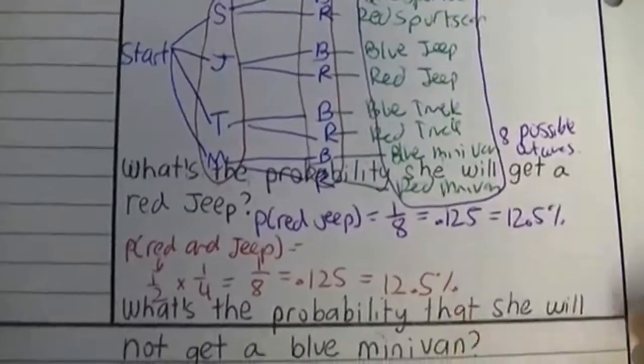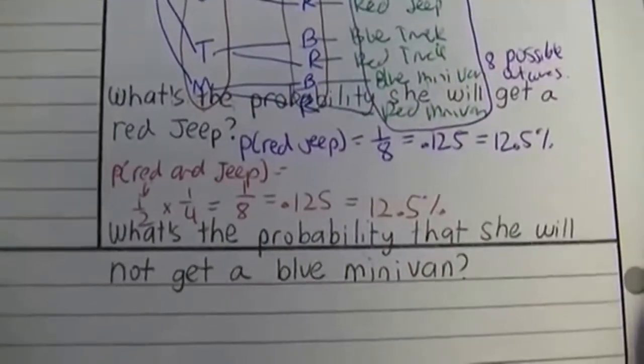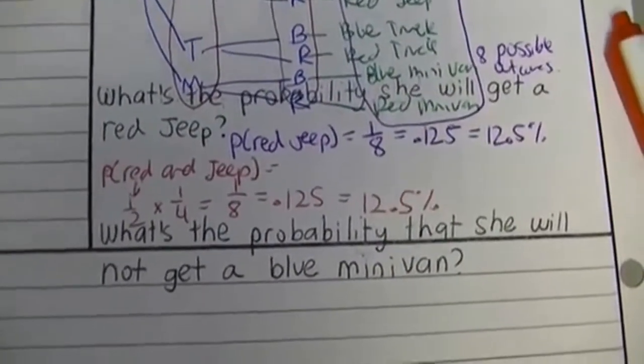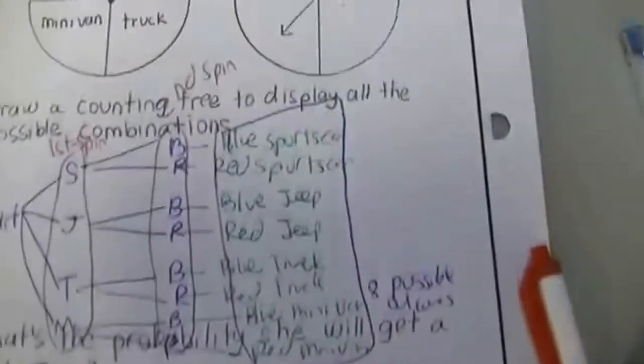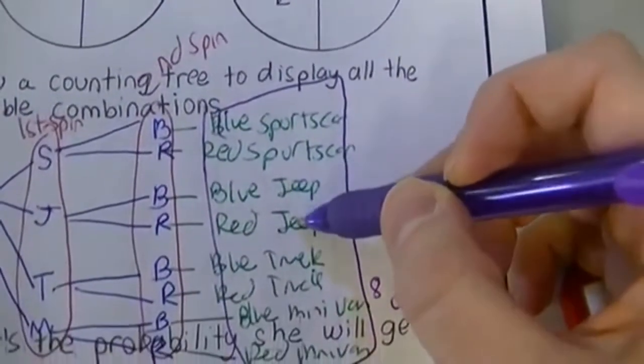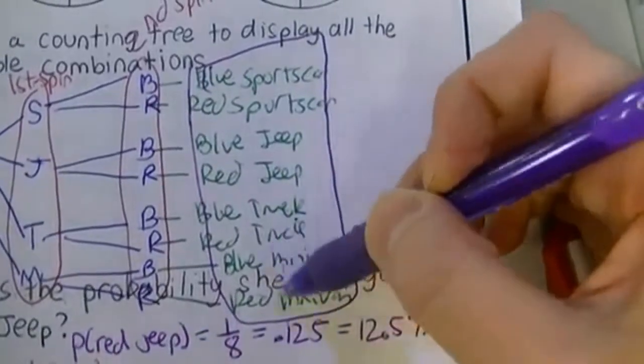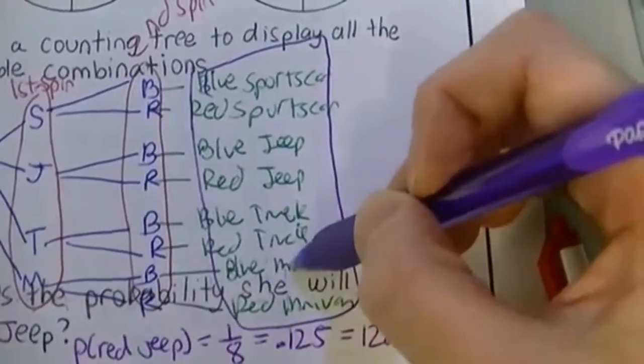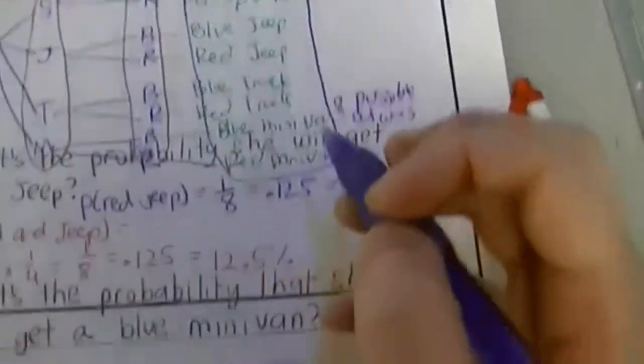All right? Okay, what's the probability that she will not get a blue minivan? So one way you can do this is just by looking up at your counting tree. I see that that's not a blue minivan, that's not a blue minivan, that's not a blue minivan, that's not. Oh, there it is, and that's not. So all the ones that are not blue minivans, that totals up to 7 out of the 8.